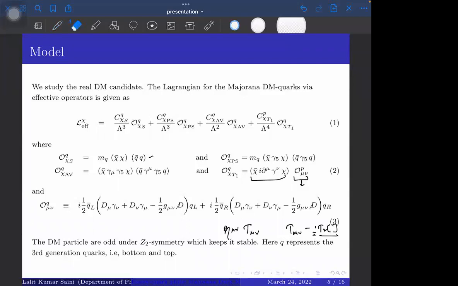Okay, so here I have the twist operator that is related to the heavy graviton model. So these are the four operators that will occur in this case. Now this twist operator has been defined like this, and the Q here represents only the top and bottom.